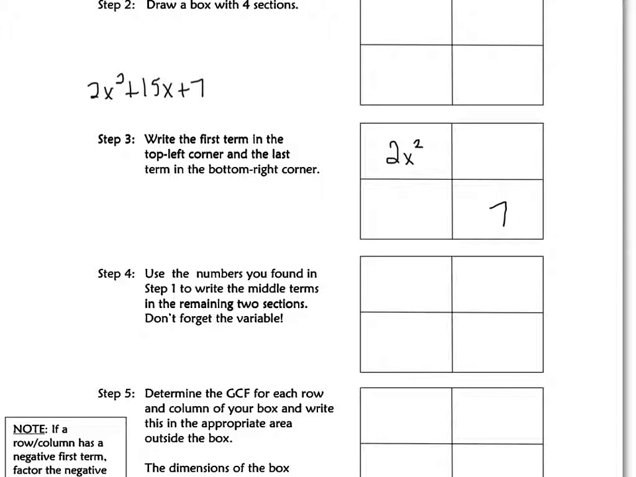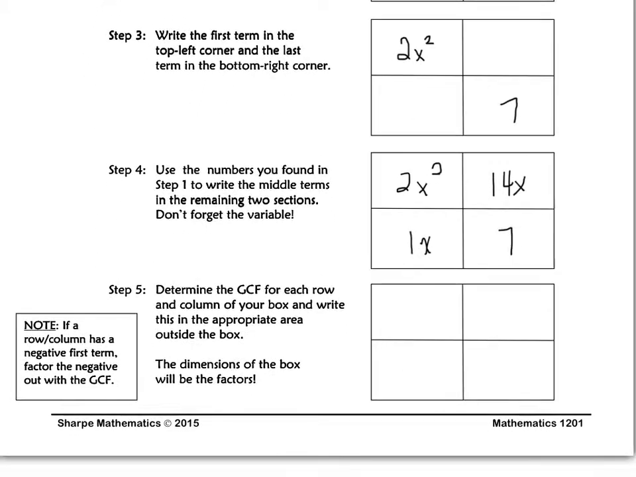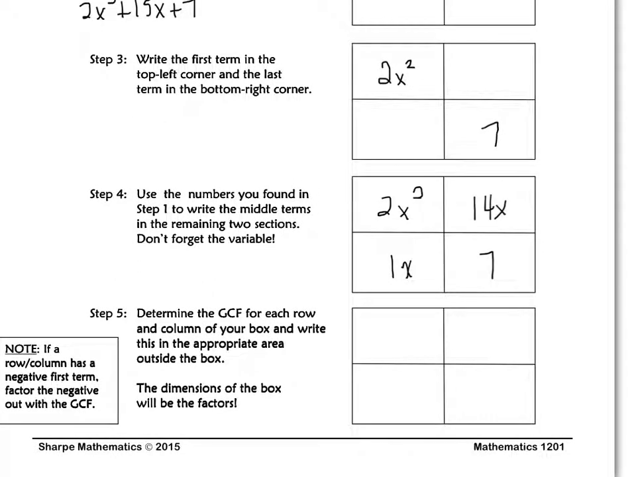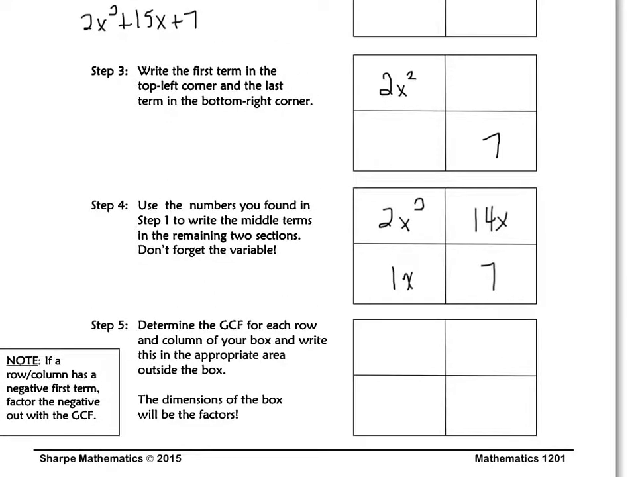So now we've got 2x squared here. You don't have to draw these boxes over and over again. We're just doing it step by step to show you in this case. So you've got 2x squared here, you've got 7 here, and then you can put the 14x in this box and the 1x in this box. It doesn't matter where you put the 14 and where you put the 1. You can put the 1 up here and the 14 down there. All right. Again, you wouldn't be writing this out all these times. You'd only have the box written down once.